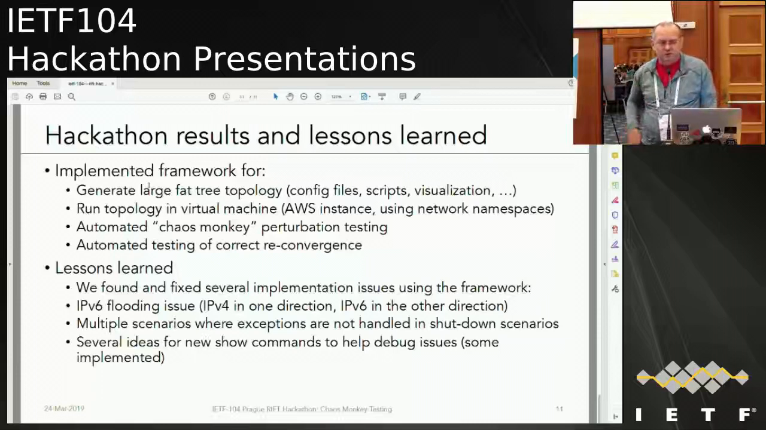Exception shutdown scenarios, right, when things come up and down, unexpected sequences, and basically added a lot of infrastructure to just validate that we get an expected state, right? Look at a lot of routes and so on. I think that's it.